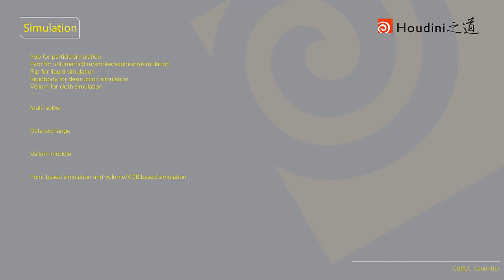As I mentioned before, point and volume are the two basic elements in Houdini. So, in simulation, the two basic types are point-based simulation and volume or VDB-based simulation. POP and rigid body are just point-based simulation. For pyro, it is the volume or VDB-based simulation. For FLIP, it is the mix of point and volume-based simulation. Even though we have two different basic elements, we often extract data from one to drive another one. The most common data we use is velocity.